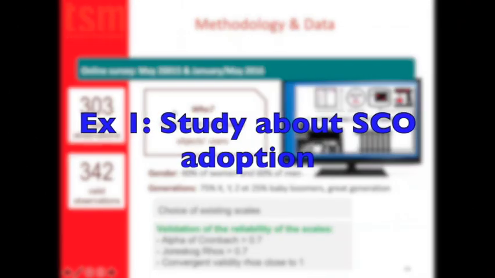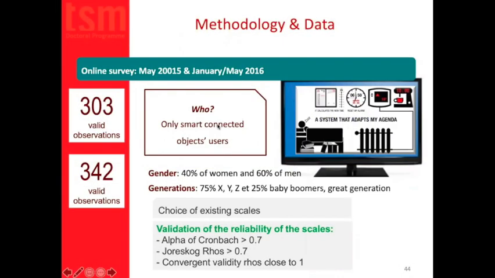So the next step in a research is to test your model. We did an exploratory qualitative research first. Now we had our hypotheses. We know more about our topic. We have a formalized hypothesis. So in this case, we could choose a quantitative methodology. This is what we did. So we did 2 survey waves. First of all, we surveyed 303 students. And then in the second wave, we surveyed 342 persons, kind of snowball sampling.